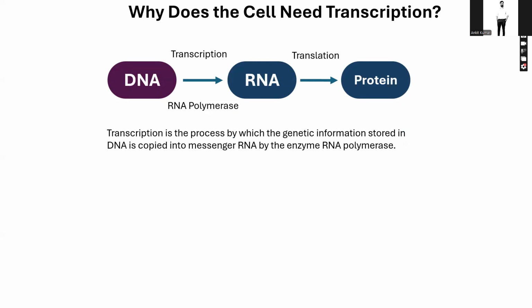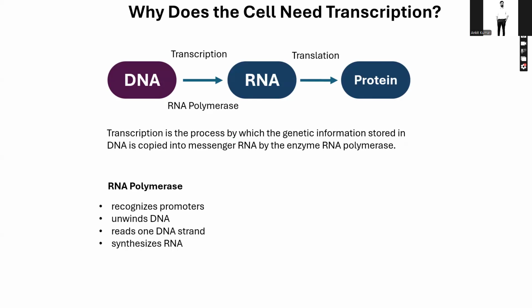So transcription is a process by which the genetic information stored in the DNA is copied into the messenger RNA by the enzyme RNA polymerase. So what happens? This RNA polymerase enzyme recognizes the promoter region in the DNA that unwinds the DNA. That is very important. Till the time DNA is not getting unwound, it will be very difficult for the transcription factor to bind. And then that reaches one strand of the DNA. I'll also teach which DNA strand is getting read by RNA polymerase, and then finally it synthesizes the RNA.